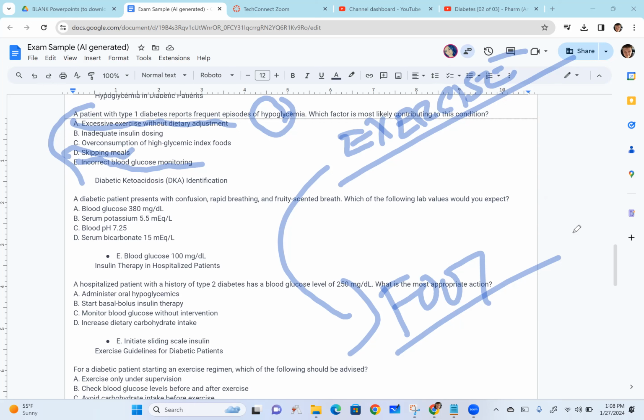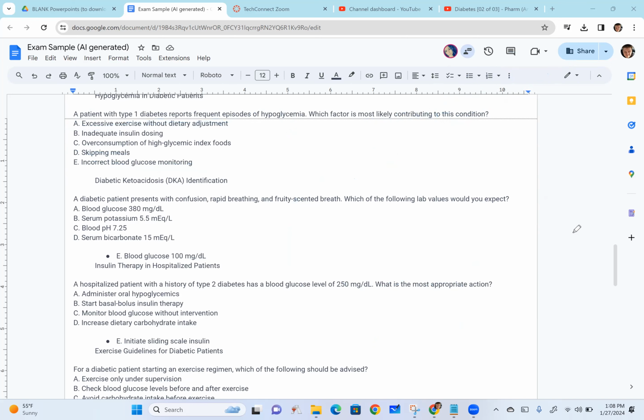So those are good SATA questions. Those are easy SATA questions to ask. Like which one of these shows that your patient understands? Which one of these are they doing correctly? Which one of these should be taught to the diabetic patient? And then same thing with exercise. All right, so that's a detour. Let's go over to the next one here.